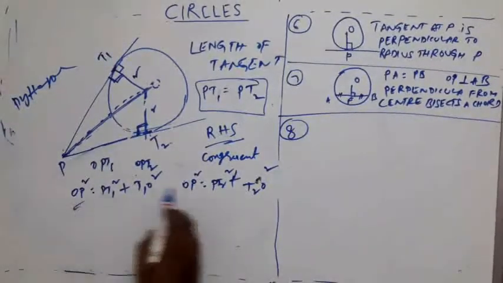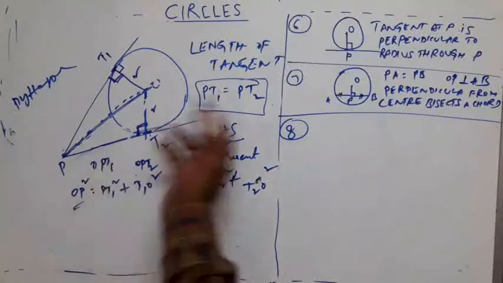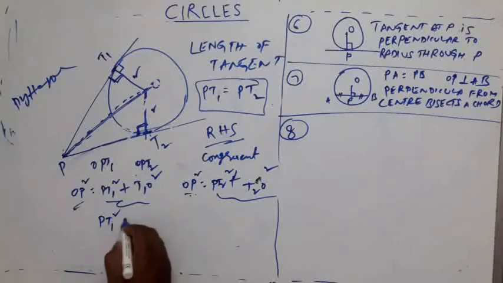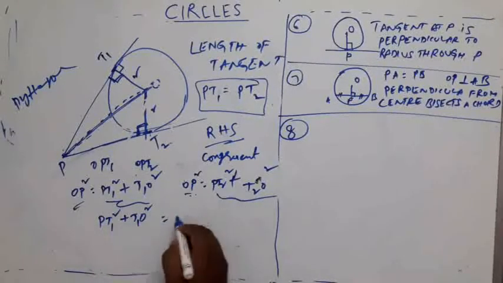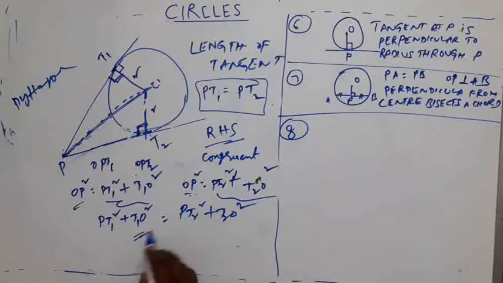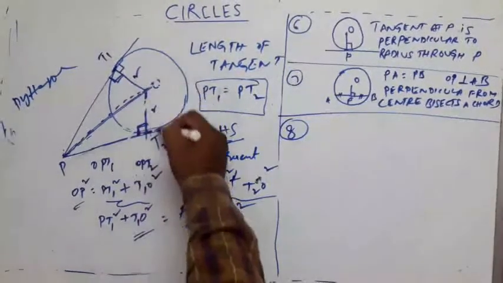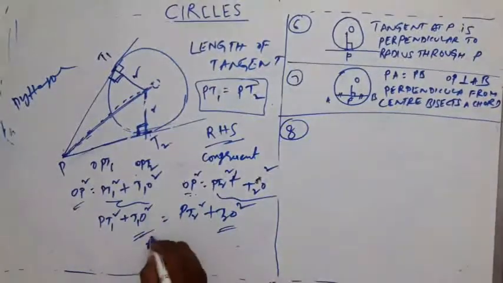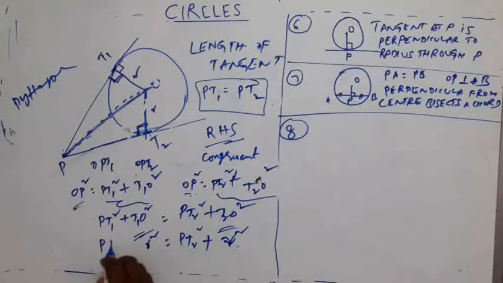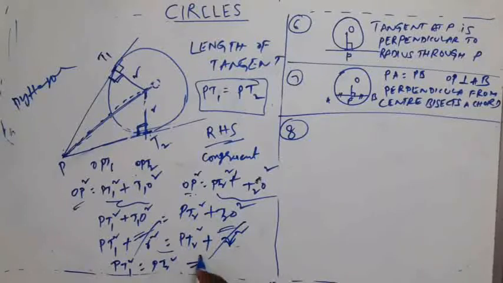Now these two are equal, because OP is the same in both. So can I equate these two right hand side parts? So PT1 square plus T1O square is equal to PT2 square plus T2O square, right? But how about T1O, T2O? This one and this one, they are equal because they are radii, R square, they are equal. Plus the remaining one I have written as it is. So these two cancel each other. So what is remaining? PT1 square is equal to PT2 square. So from this what we can infer? PT1 is equal to PT2.